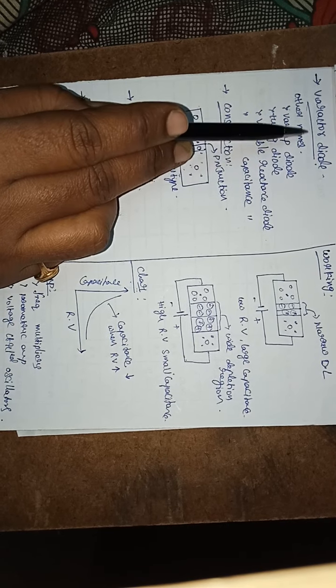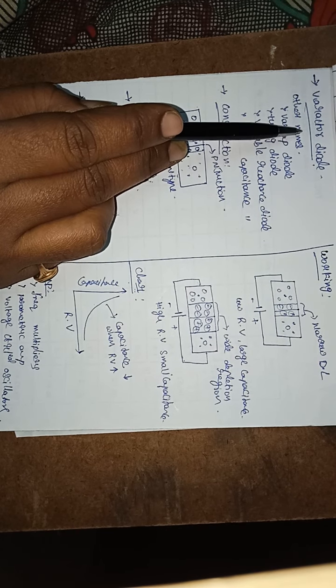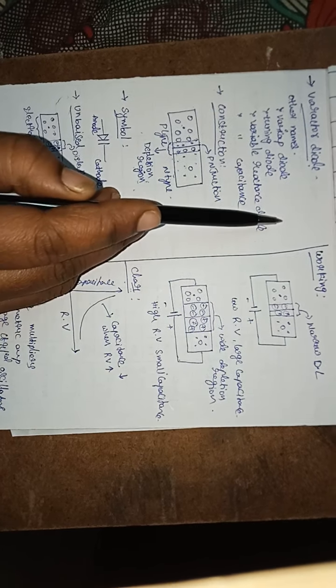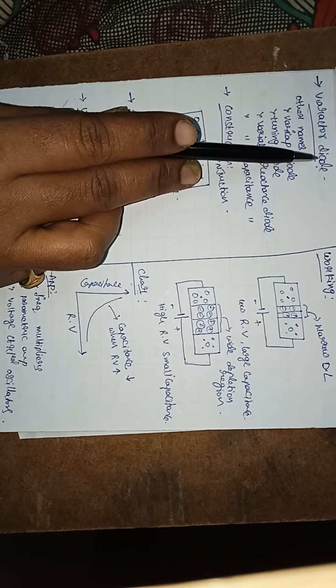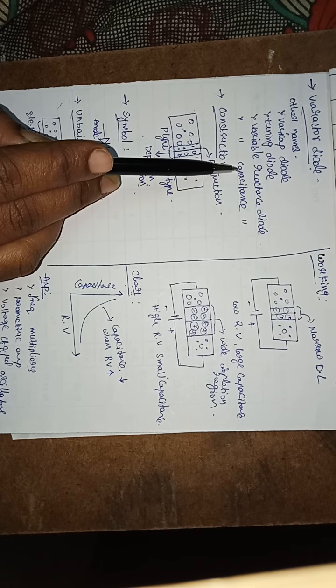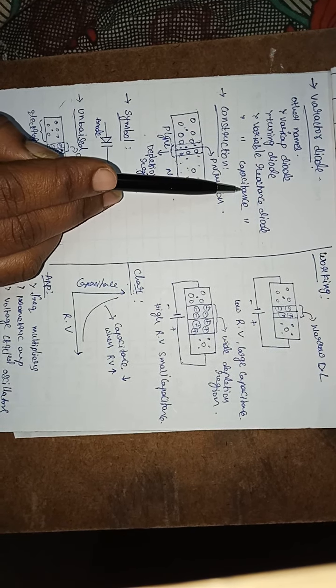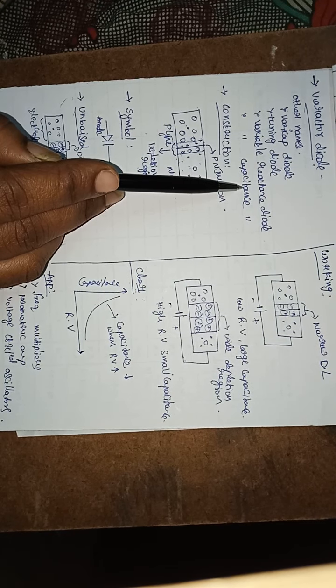A varactor diode is a PN junction diode whose capacitance is varied by varying the reverse voltage. There are different names for the varactor diode: varicap diode, tuning diode, variable reactance diode, and variable capacitance diode. Here we can vary the capacitance of the diode by varying the reverse voltage.